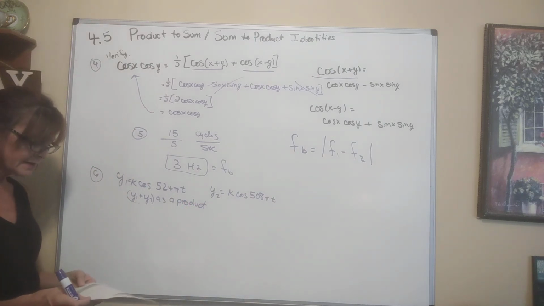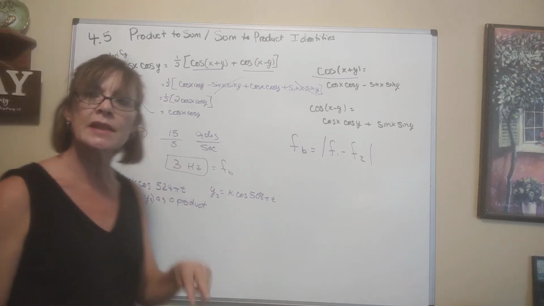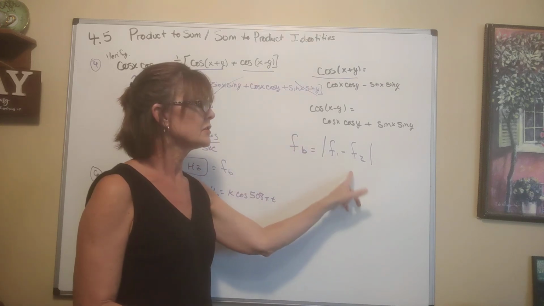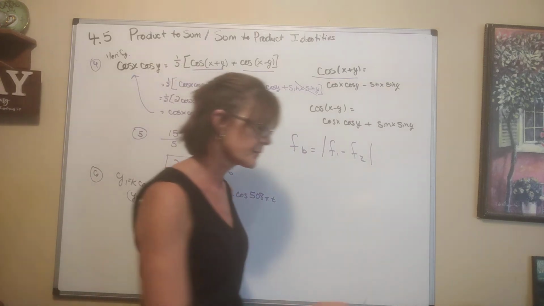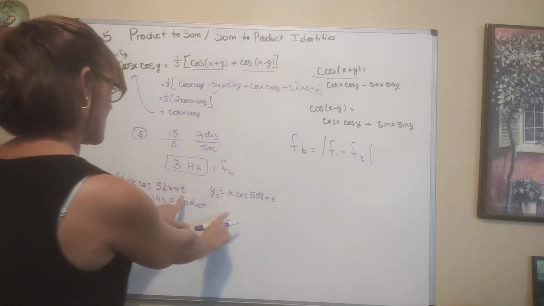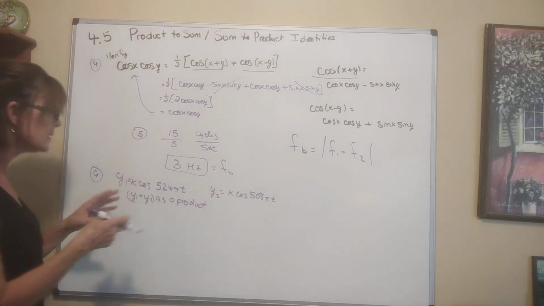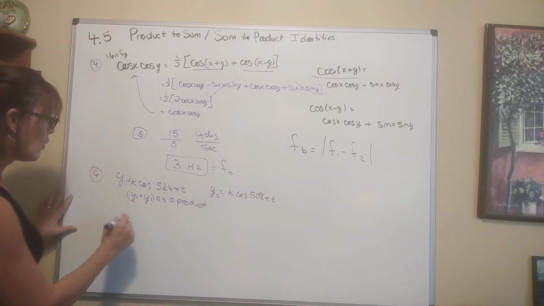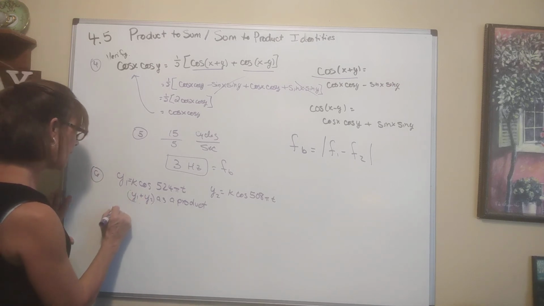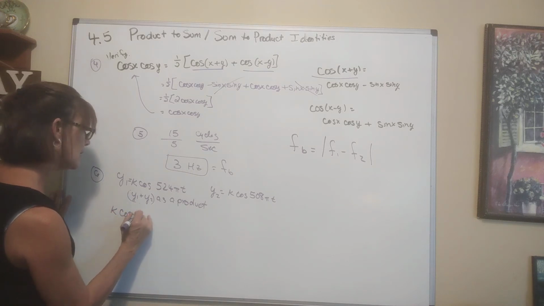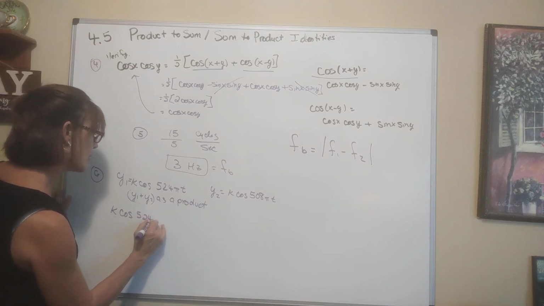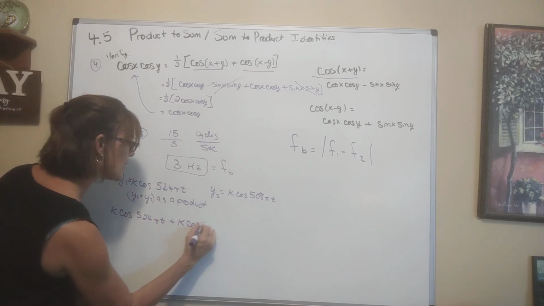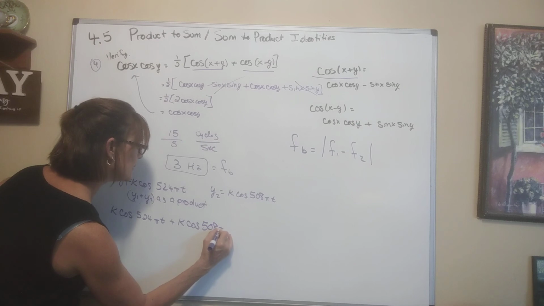And then they ask, what is the beat frequency if the notes are sounded together? What is the difference of the individual two frequencies? So here we go. Let us take this and write it as a product. Y1 plus Y2 will be K times the cosine of 524 pi t plus K times the cosine of 508 pi t.